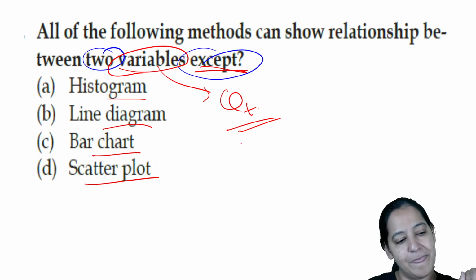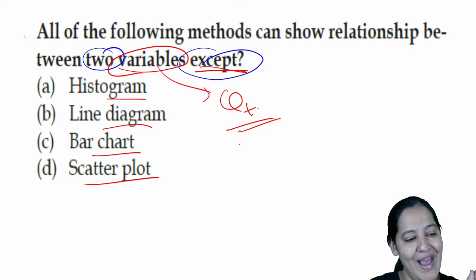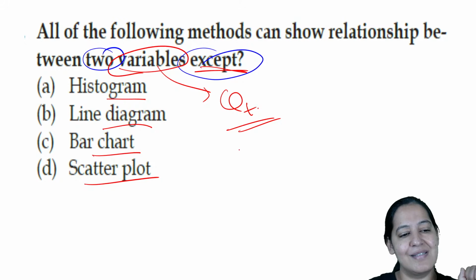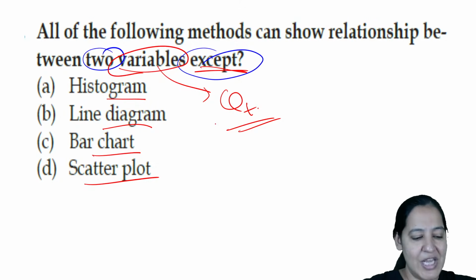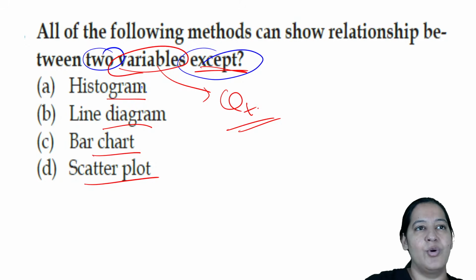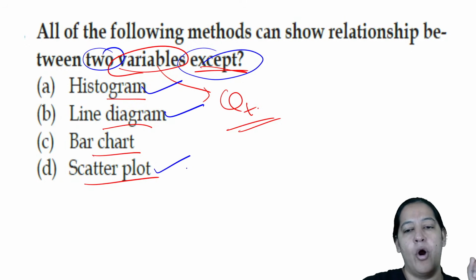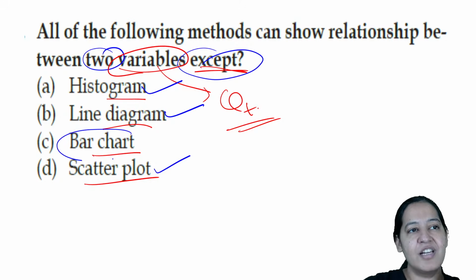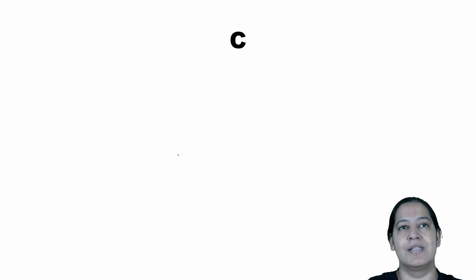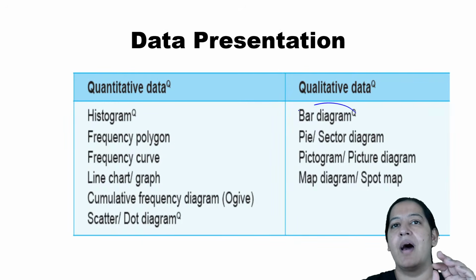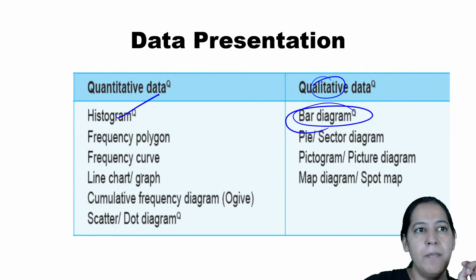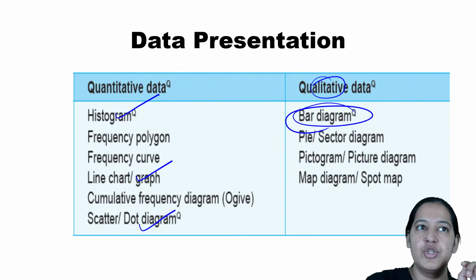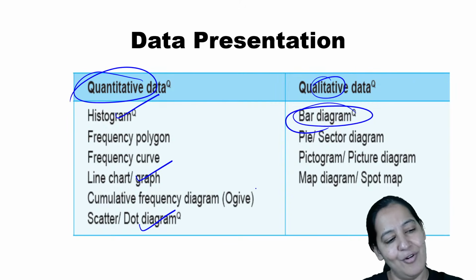Yes, anyone among you? Would you like to try? Abhinav, Niranjan, anyone else? The question contains except. It is a tricky question. So here, three options, histogram, line diagram and scatter plot, are from quantity, and the bar chart is from quality. The bar chart represents qualitative data. It will not show a relationship between two variables. Histogram, line chart and scatter diagram are showing a relationship between two variables. That is how you have to crack this question.